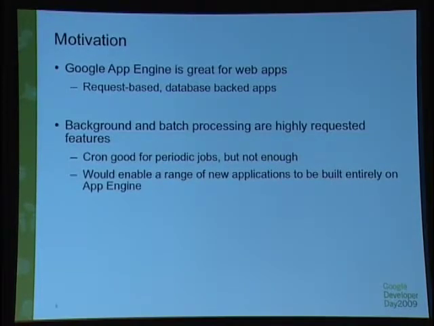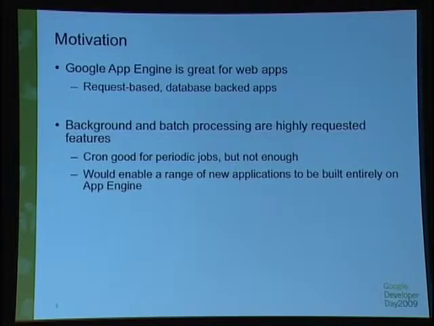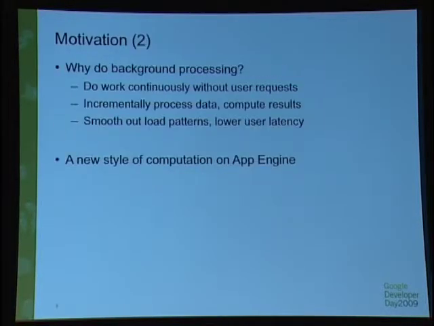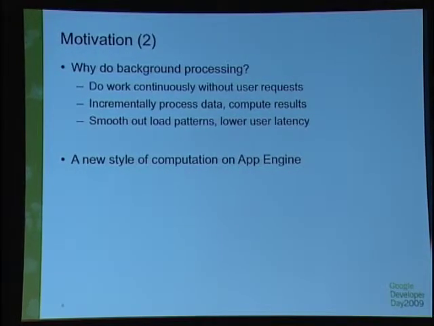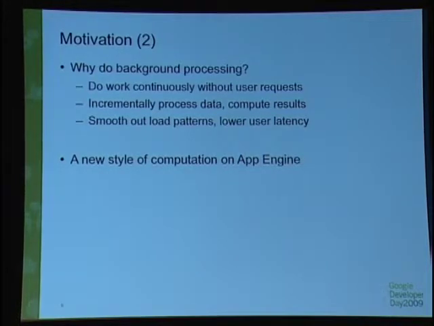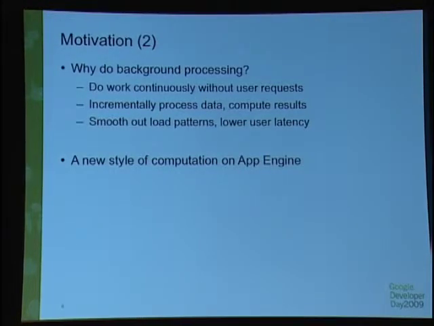And we'd really like to enable background processing in App Engine because it would enable a whole range of new applications to be built using this platform that never were possible before. And like I was saying, why do you even want to do background processing? Well, maybe you want to continuously do work. Maybe you want to incrementally process some data, compute some results. You can also use the task queue to smooth out load patterns and to reduce user latency. And generally, this is just a new style of computation for App Engine that we're providing. So it's new territory. Up until now, we've really been request-oriented, and now we're getting towards real computation.